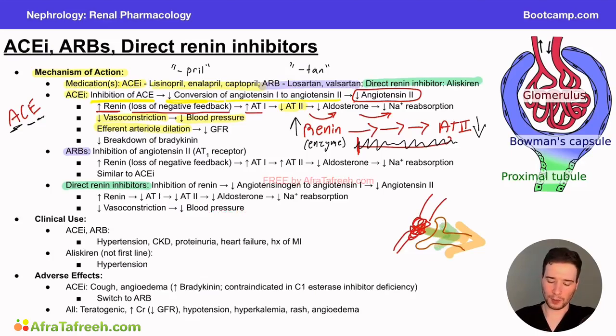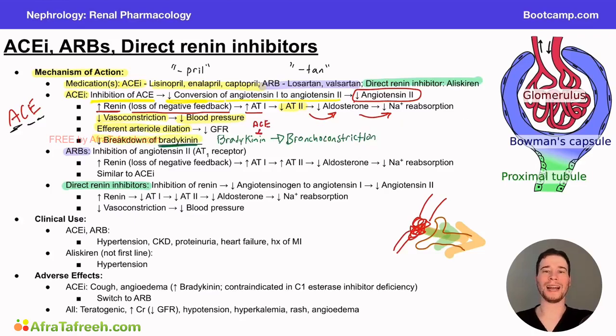Next, we have the decreased breakdown of bradykinin. This is a unique one that we need to be mindful of because of the adverse effect that's associated with it. Well, bradykinin is a molecule in the body that can cause bronchoconstriction. This bronchoconstriction can lead to patients experiencing a cough, right? We constrict the bronchioles themselves. It's harder to get air in and out. Patients present with a cough.